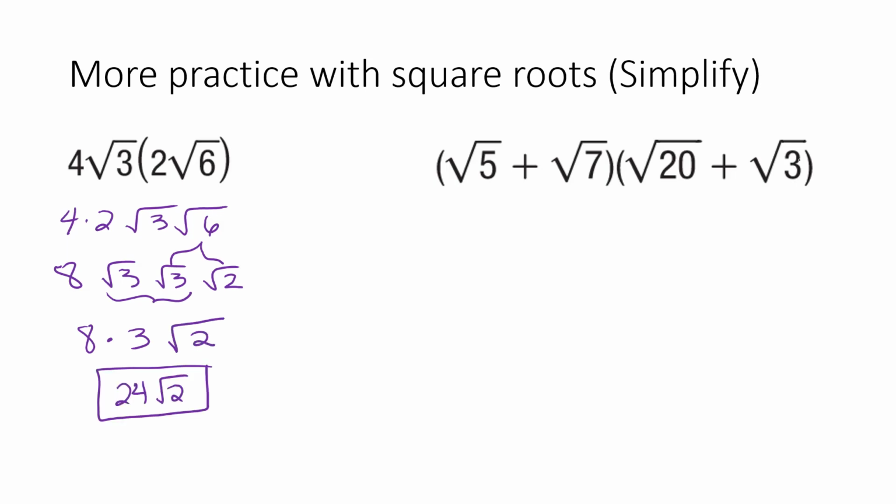This one you're going to have to FOIL out, but before I even do that, I might realize that the square root of 20 is the same as the square root of 4 times the square root of 5. In other words, 2 root 5. That'll save me a little work later on.